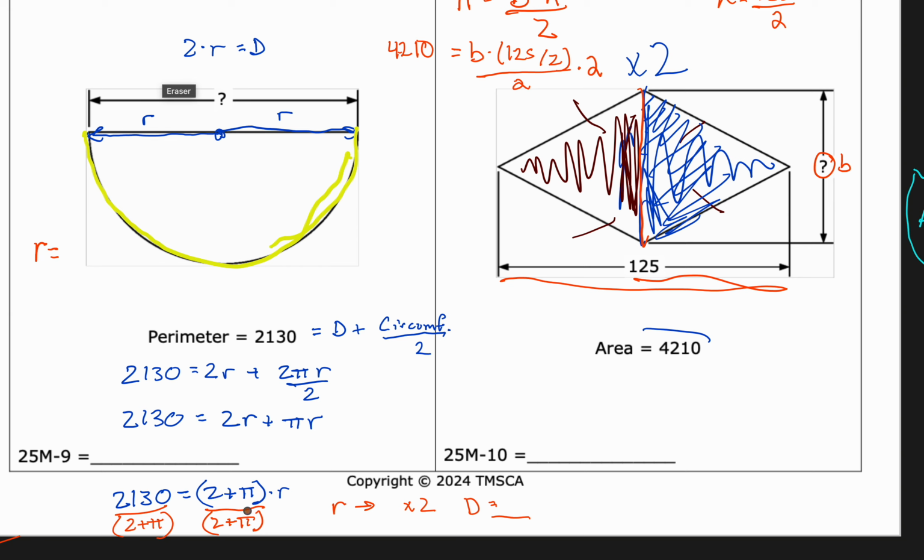Quantity times r is equal to 2130, and that allows us to divide it over. And in our calculator, we could do that 2130, enter, 2 enter, pi plus divide. Or you could put it in and solve, your preference.